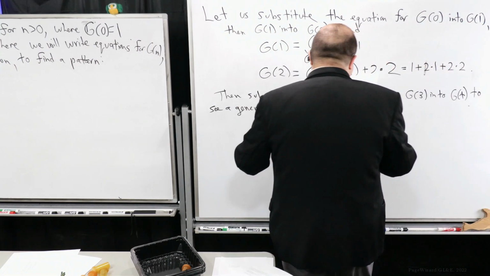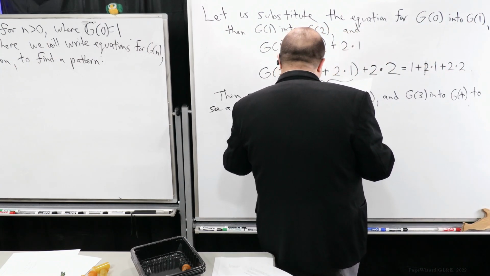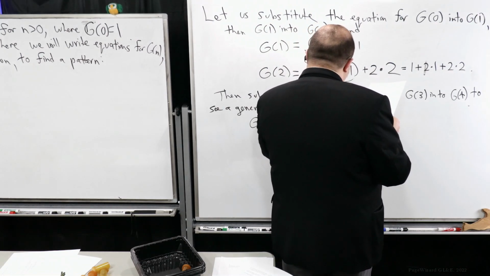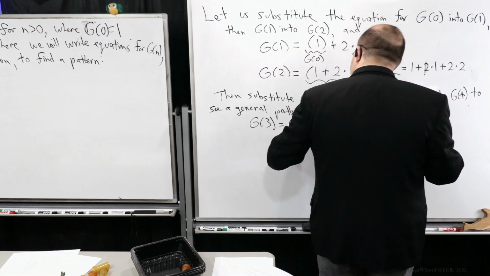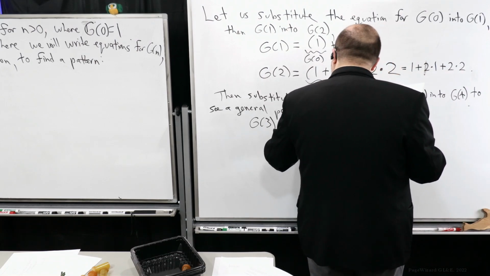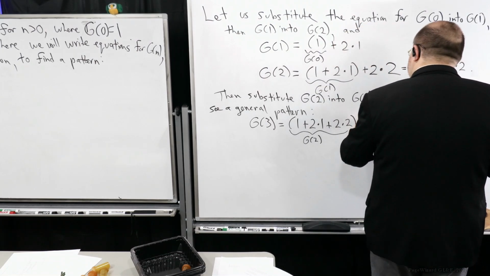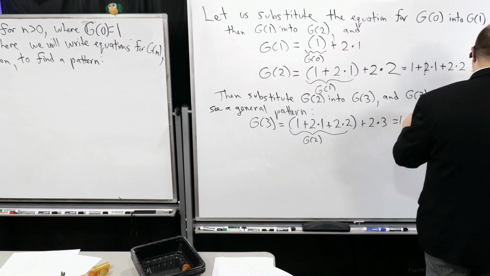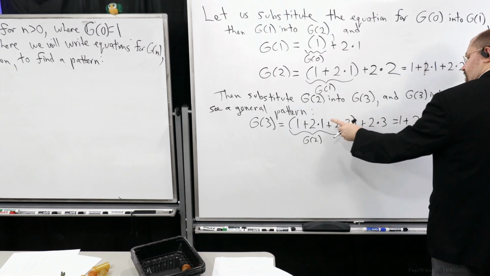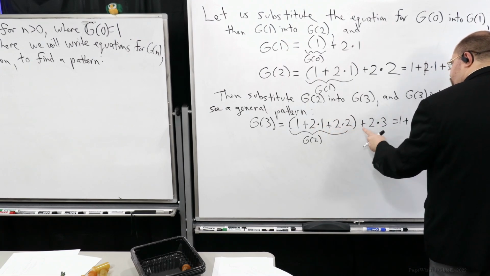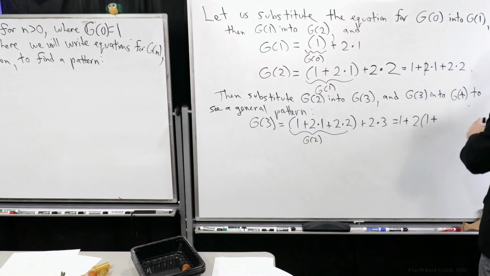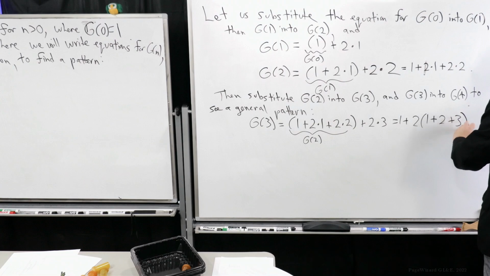To see a general pattern, what's g of 3? Well, we established that it's 1 plus 2 times 1 plus 2 times 2. Well, that's just g of 2 plus 2 times the something, right? That's 1 plus 2 times, because it's 2 times the 1, 2 times 2, plus 2 times 3. This is the same as writing 1 plus 2 times all of this, 1 plus 2 plus 3. Do you see a pattern arising here?